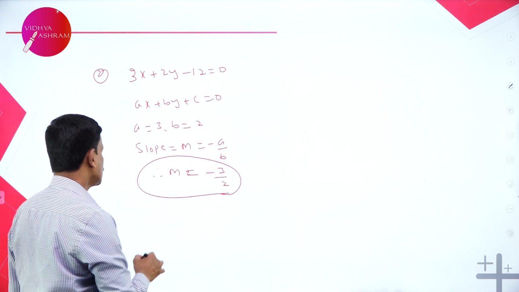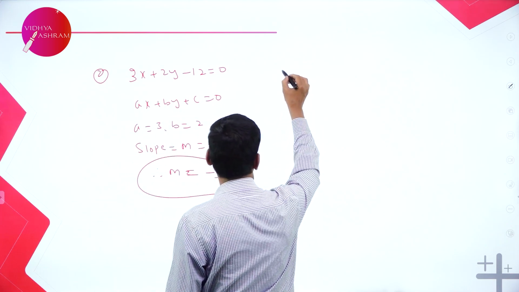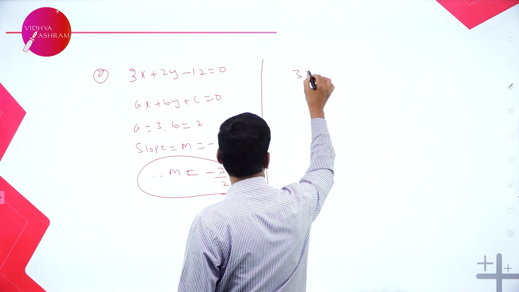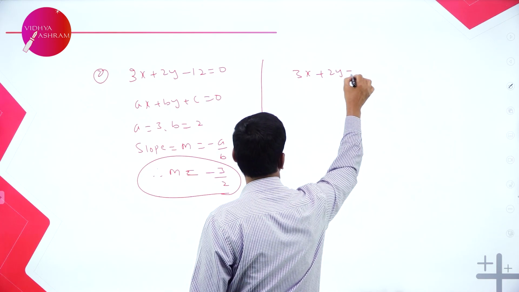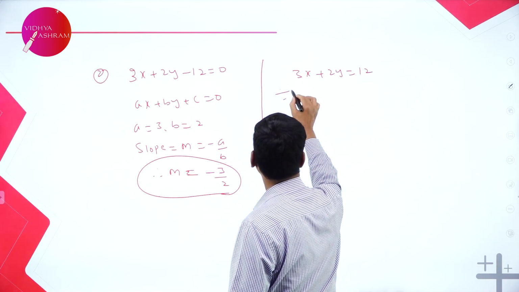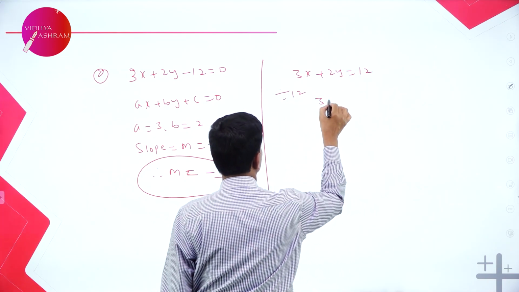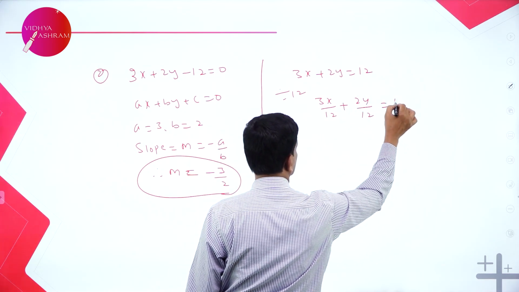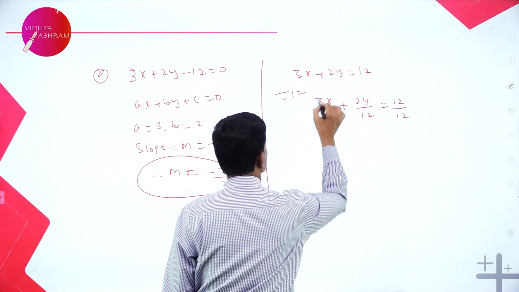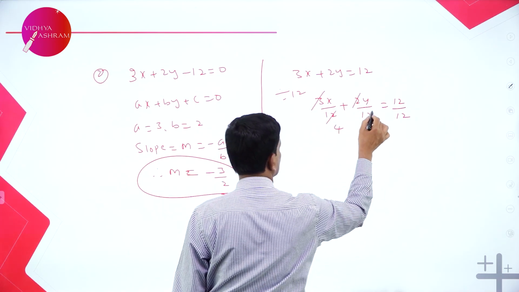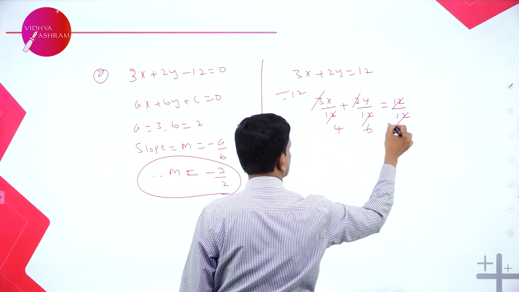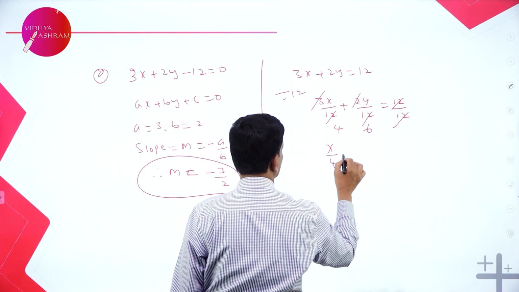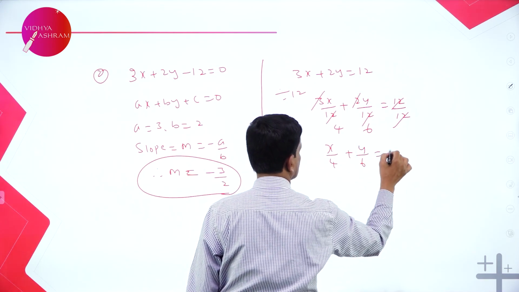Now, what is the intercept of this? So, this equation can be written as 3x plus 2y is equal to 12. Divide throughout by 12. What you will get? 3x by 12 plus 2y by 12 is equal to 12 by 12. So 3 4s get cancelled, 2 6s get cancelled, 12 by 12. So x by 4 plus y by 6 is equal to 1.